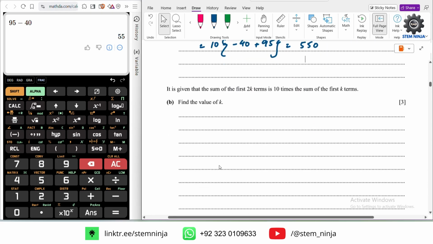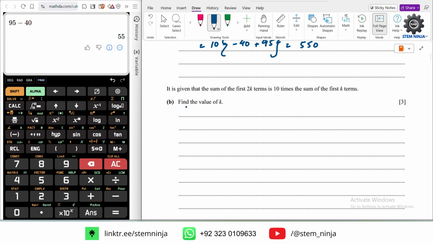It is given that the sum of first 2k terms is 10 times the sum of the first k terms. Find the value of k. Okay, so first we need to figure out S2k, an expression generally. So n over 2, 2k over 2. A and D are the same, right? So 2 times by A plus 5 times by 2k minus 1.